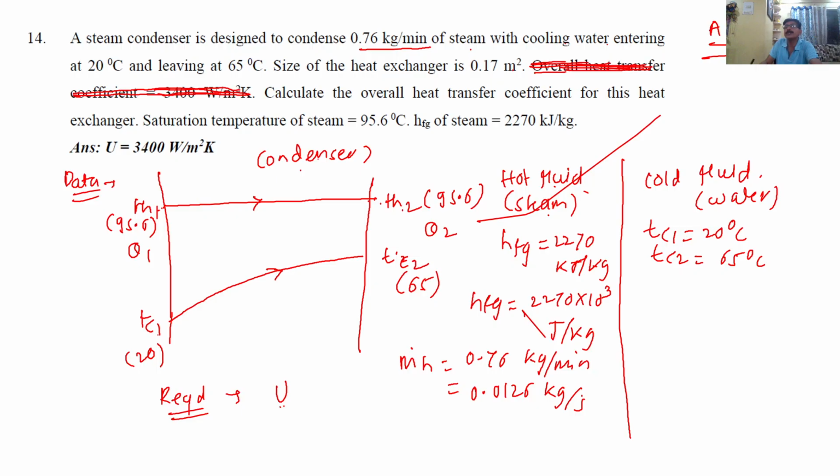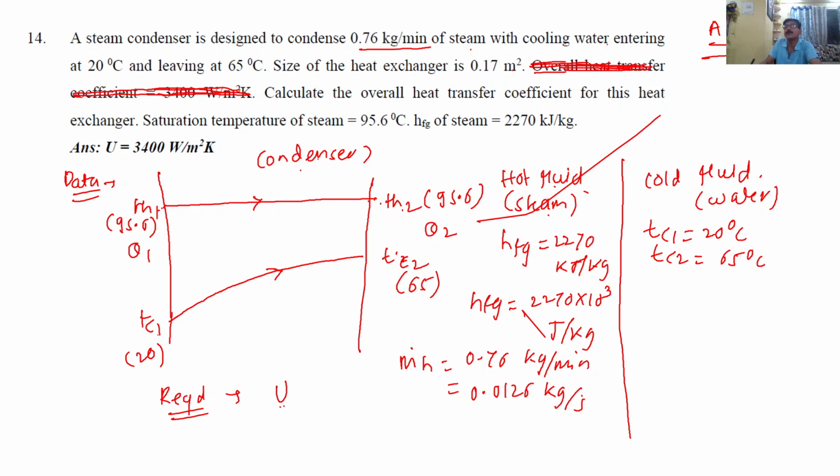Overall heat transfer coefficient, that also has nothing to do with this 1000 watt per meter square Kelvin. This is the common data. Find the effectiveness of the heat exchanger. So what is the required answer? The required answers are number 1, effectiveness epsilon, number 2, outlet temperature of both chemical.